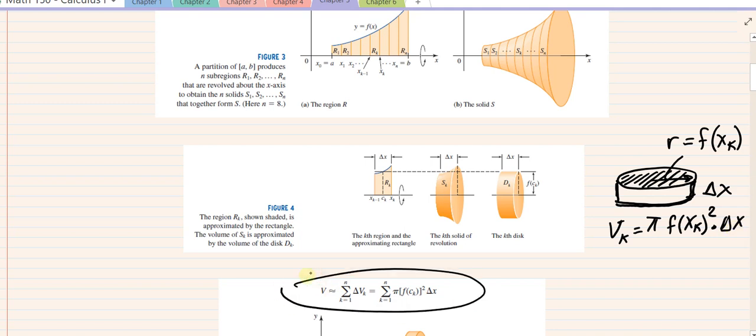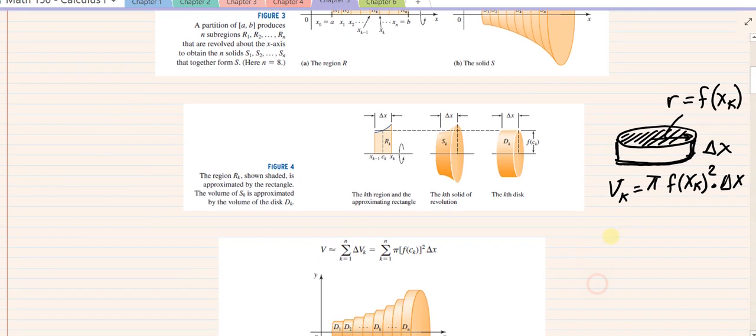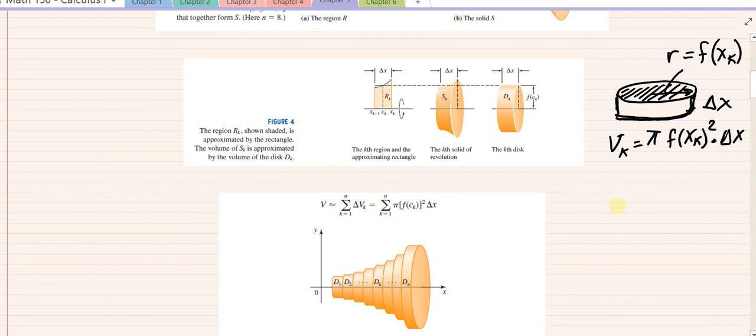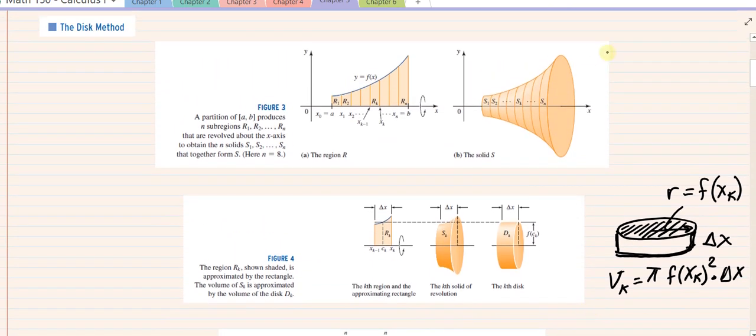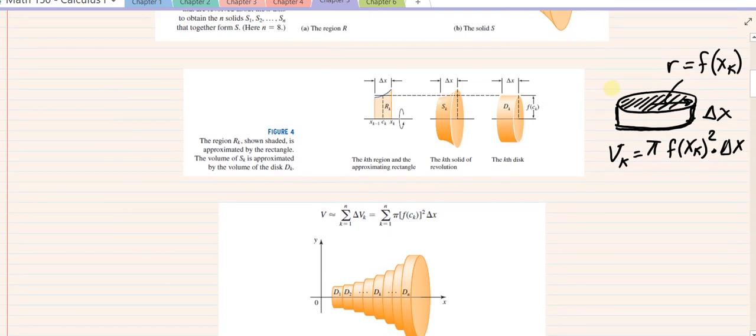And that is what you see down here. Therefore, we can approximate the volume of this solid by looking at a finite sum of these individual disks. And that is what the solid is going to look like. Again, if you look at the actual solid, which accounts for the curvature, the curve of the function, that's going to be approximated by the disks.